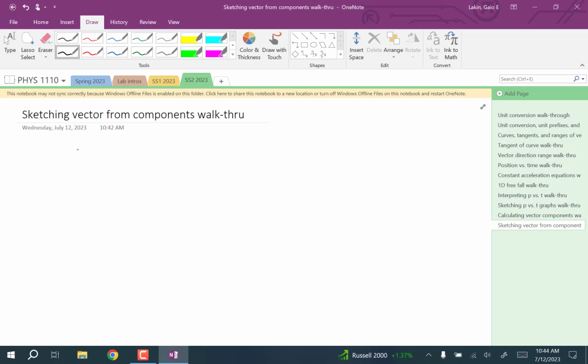So let's say that we have a vector 3, -14, and we want to sketch this in a coordinate system oriented the way that we're used to, let's say, to start. 14, not 4. Okay, let's do that. Okay, how do you go about this?